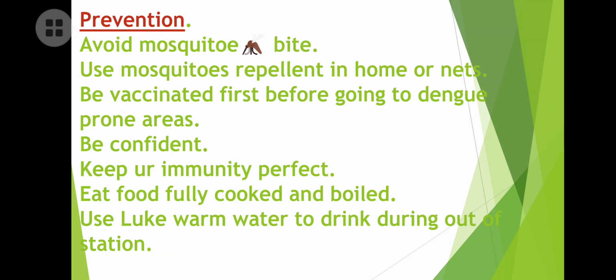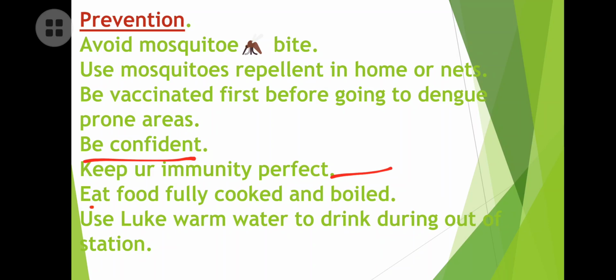And be vaccinated first before going to dengue prone areas. If you are planning to go to foreign countries or other places, first study whether that area is dengue prone or not. If it is a dengue prone area, first go and get vaccinated, so that your body can show good immunity against the virus. Then keep your immunity perfect, take vitamin C tablets, or eat oranges or any citrus fruits, which may improve your immunity.